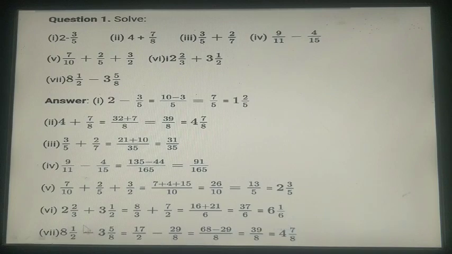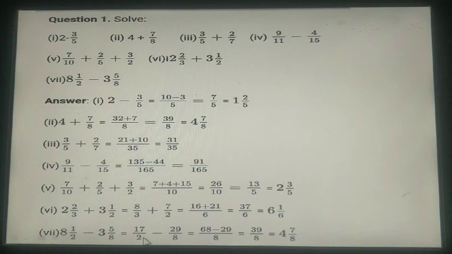The last one of this is 8, 1 by 2 minus 3, 5 by 8. First step to convert into the improper fraction form. So you will get the first one as 17 by 2 minus 29 by 8. Now you know that the denominators are different, that is 2 and 8. The LCM will be 8.